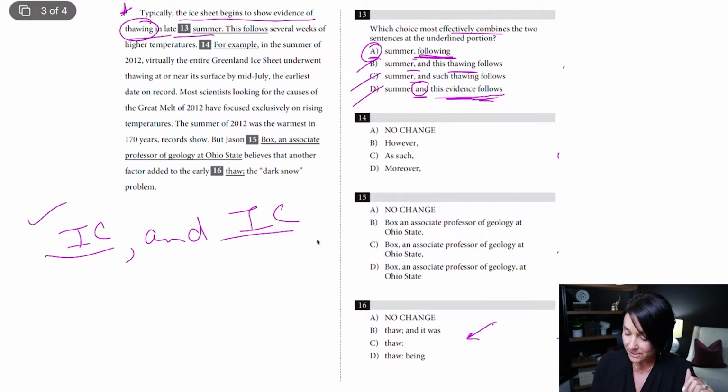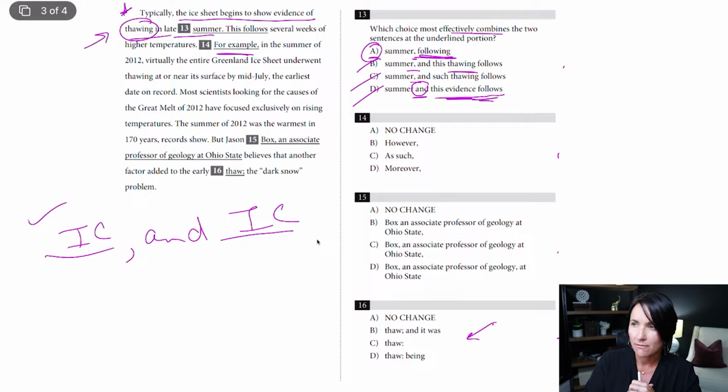All right, now number 14, we can see that we are going to have to choose between transitional words or transition phrases here. Let's take a look. So I need to read a little bit above in order to figure out what this transition is going to be. So we have the ice sheet begins to show evidence of thawing in late summer, following several weeks of high temperatures. For example, in the summer of 2012, virtually the entire Greenland ice sheet underwent thawing at or near its surface by mid-July, the earliest date on record.